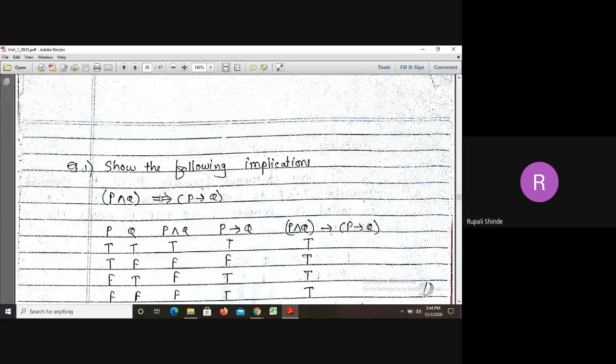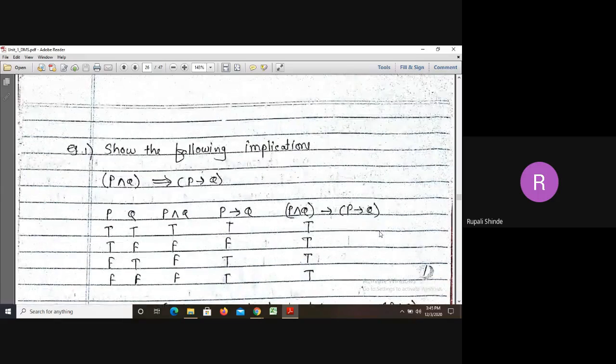So in this example, two variables are there, P and Q. The first two columns are for these two variables. The next one is for P and Q. Again the next one is for P conditional Q. And now we have to take the conditional between these two formulas, that is, P and Q conditional P conditional Q.